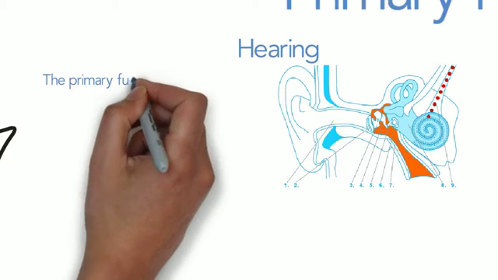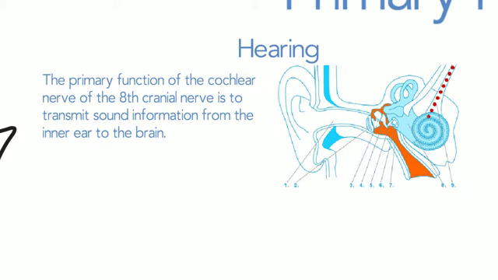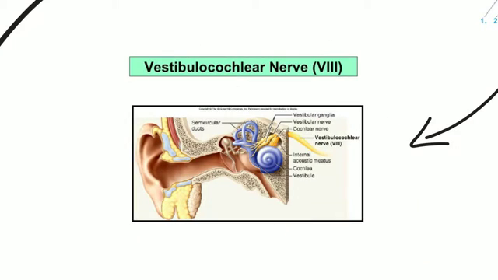The primary function of the cochlear nerve of the eighth cranial nerve is to transmit sound information from the inner ear to the brain. The vestibulocochlear nerve arises from the ventral and dorsal cochlear nuclei, which are situated in the inferior cerebellar peduncle.